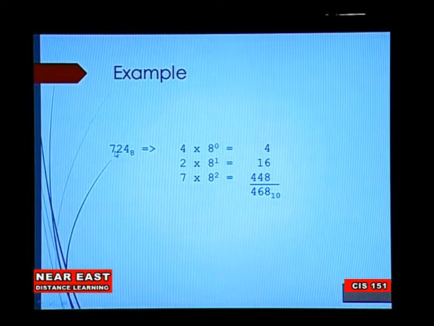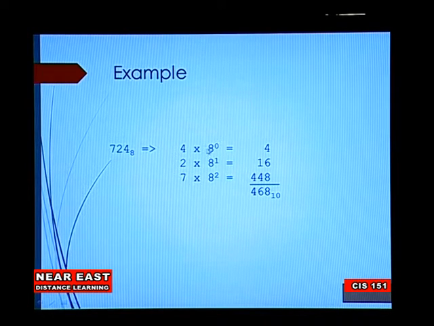For example, we have 724 in base 8, which is the octal. We write it like this again. All of them we have to do the same technique. 7, we write it here, 2 here, and 4, we write it here. So from the bottom to the top, you write it. And then we multiply to the base. We have to consider the weight, 0, 1, 2.